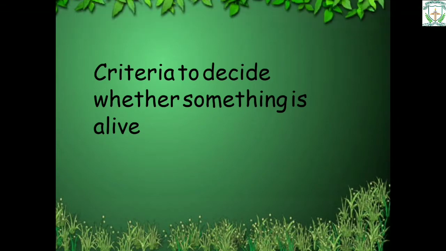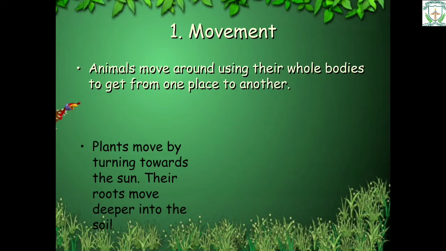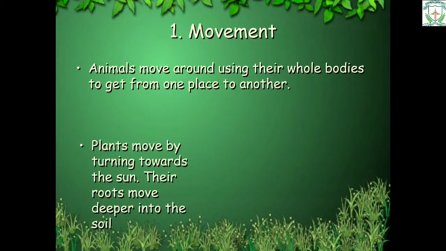Children, on what basis are you going to say those things are alive? So based on the movement. Animals move around using their whole bodies to get from one place to another. And plants move by turning towards the sun. Their roots move deeper into the soil. Means you can see the movement in animals and also plants.